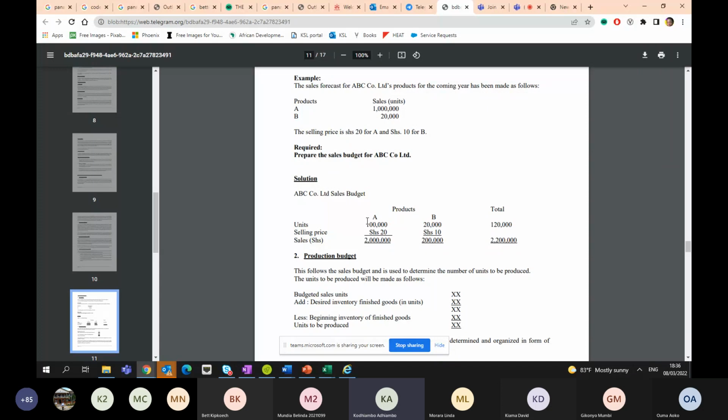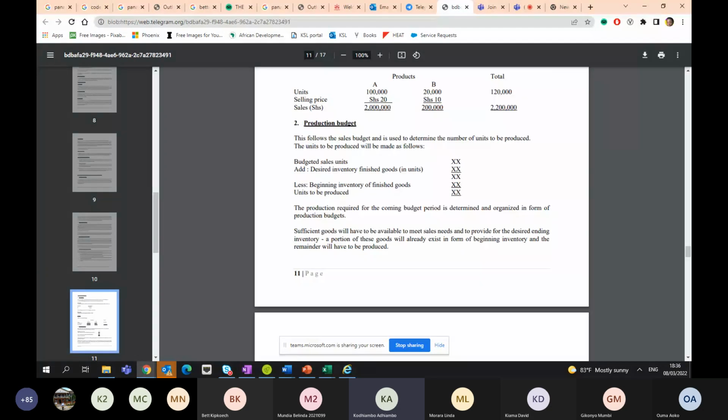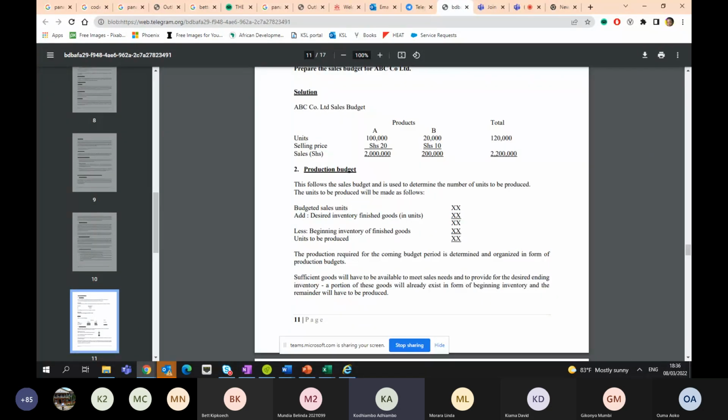So for product A, the sales will be 2,000. For product B, the sales will be 200,000, and therefore you have 2.2. Always ask yourself, what is the variable? What is the formula? I think you can master them, but you can also just think of them logically. Now, the next part will be... I think if there's any question, just interrupt me.